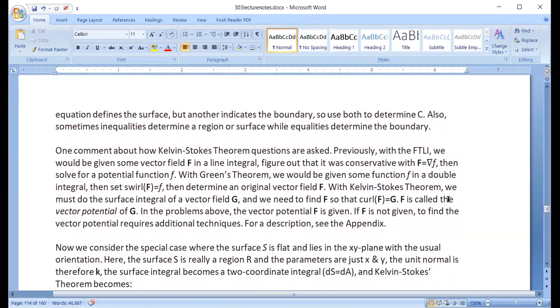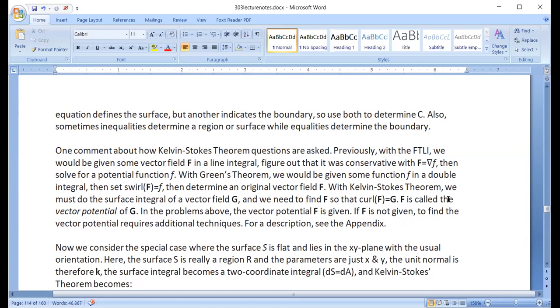So in this case, the surface S, because it's in the XY plane, we can really just think of it as a region R. And as always, the parameters would just be x and y. And notice that the unit normal is therefore just the k vector, or in other words, 0, 0, 1. So because of that, the surface integral will become a two-coordinate integral, meaning dS equals dA.